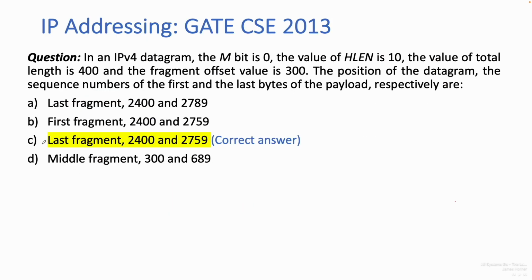And since this is the last fragment, because M bit is 0, we have already calculated the range, which is from 2400 to 2759, in which 2759 is because we are counting from 0. So the correct answer is option C.